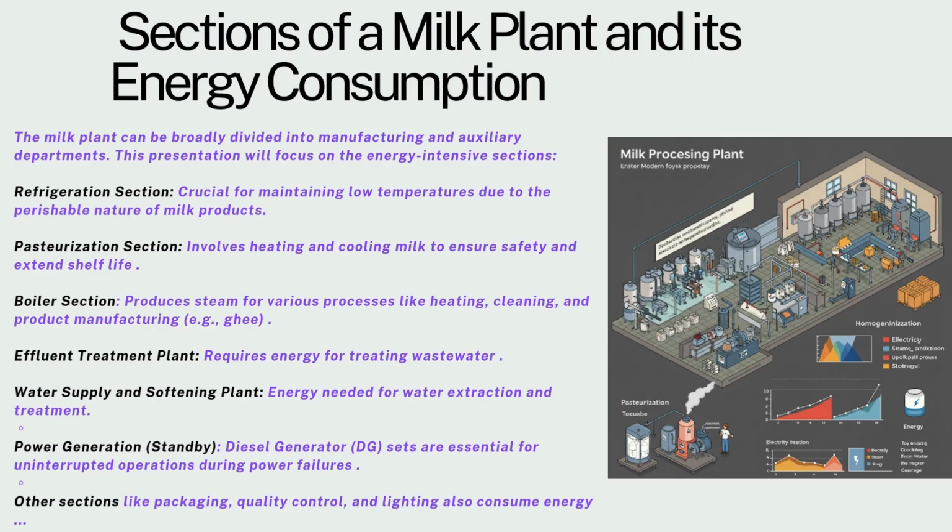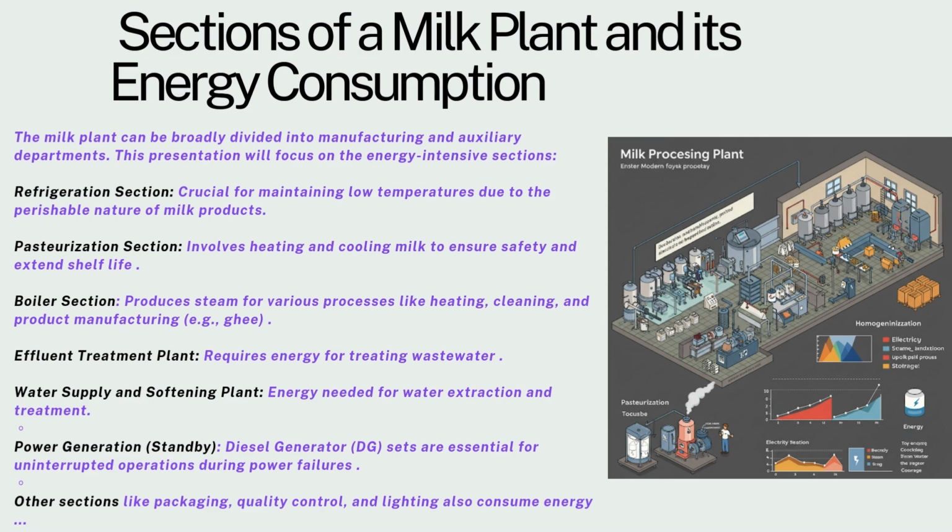Next is the pasteurization section. This involves heating and cooling milk to ensure safety and extend its shelf life. Then there's the boiler section. This produces steam for various processes, like heating, cleaning, and product manufacturing. For example, ghee. We also have the effluent treatment plant.